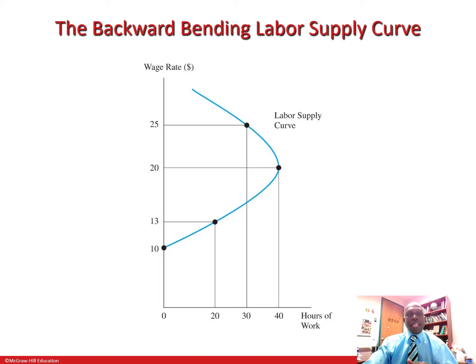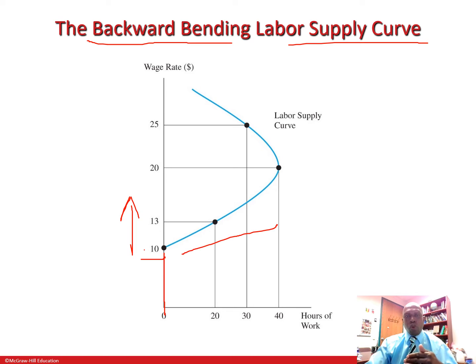How do you explain the backward bending of the labor supply curve? Let's begin with the reservation wage of $10 an hour. At any wage below this reservation wage, the person does not work. This means that labor supply is zero. But as the wage rate starts to increase above the $10 reservation wage, more and more people want to work, and labor supply will increase, and it will be upward sloping, or positive slope.